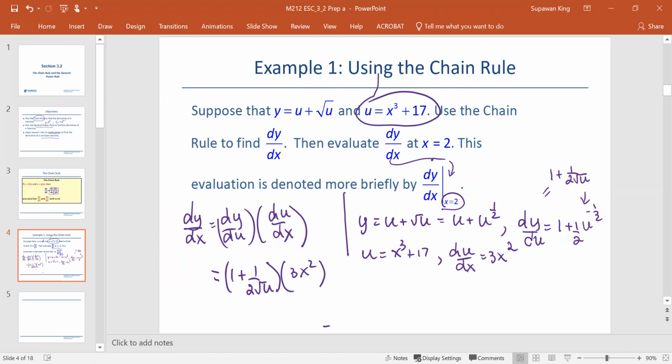And also u is x to the third plus 17. We replace the u with the term x to the third plus 17 and then multiply by 3x squared. So this is the derivative of y with respect to x. Next, we are going to evaluate this derivative at x equals 2.